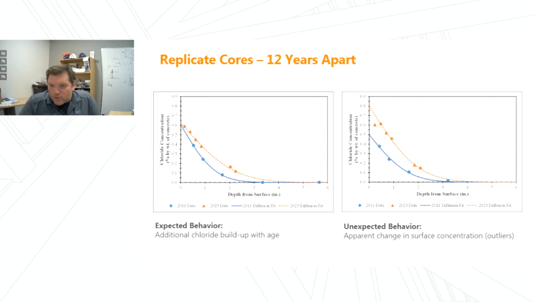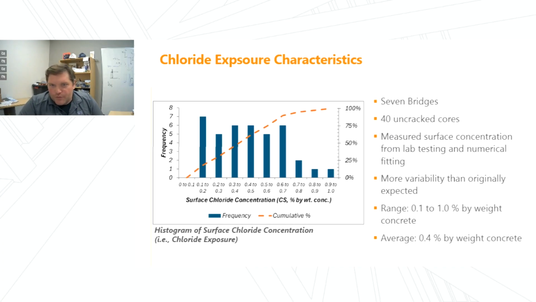So looking at the full data set from this study, we had about 7 bridges that were included. We had 40 uncracked core samples. And this histogram we're showing is the chloride surface concentration we measured from our laboratory testing. While on average we were at about 0.4% by weight of concrete, that surface concentration value ranged from 0.1 to 1% by weight of concrete. So, a pretty wide distribution in surface exposure.